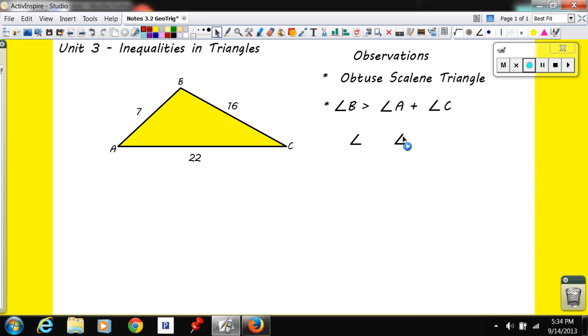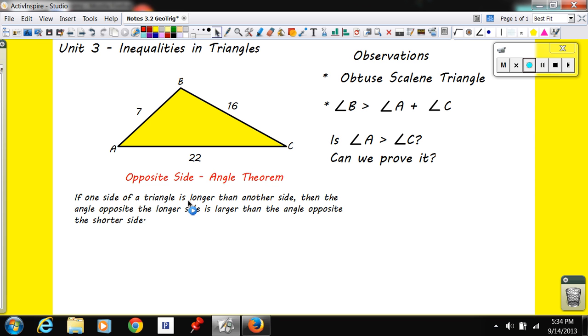Now the question that I was asking the class was, is angle A bigger than angle C? And just by looking at it, it looks like it's bigger, but can we prove it? That was what we came up with. Is there a way to show for sure that angle A is larger than angle C? And there actually is. There is a theorem called the opposite side angle theorem. And the theorem says this. You can pause it and write it down anytime you need to.